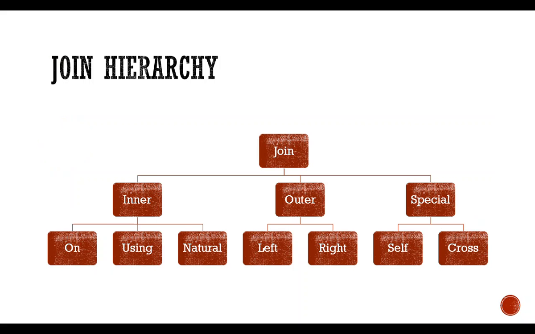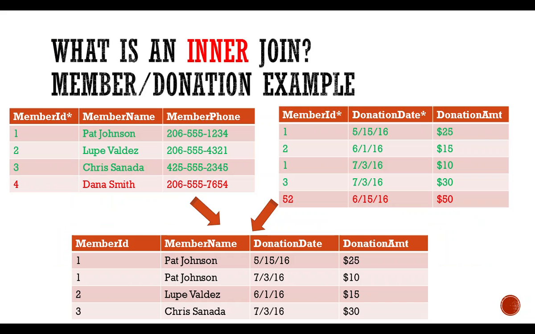So we have our join hierarchy that we're going to use, and here is our first major topic, and that is the inner query. What is an inner query? How does it work? How do you write it in SQL? Let's go back to our donations and member example. So an inner query brings together data that matches. That is the key thing that we're looking at here, is that only data that has a mate in the matching is going to be retrieved.